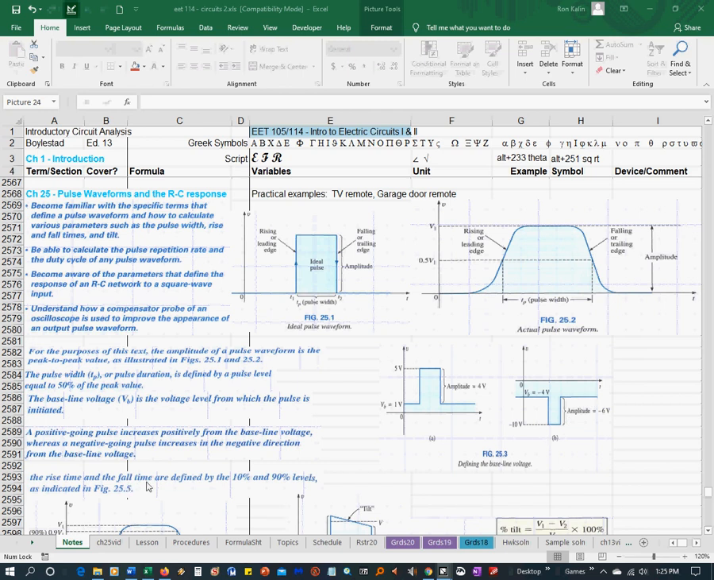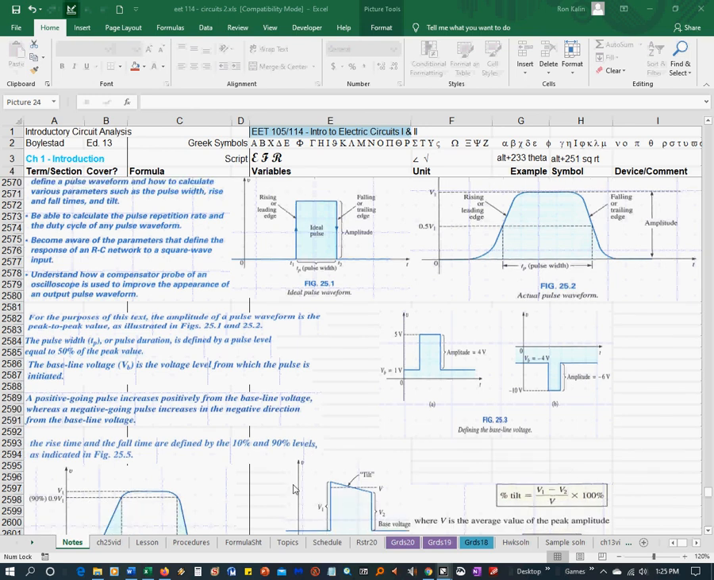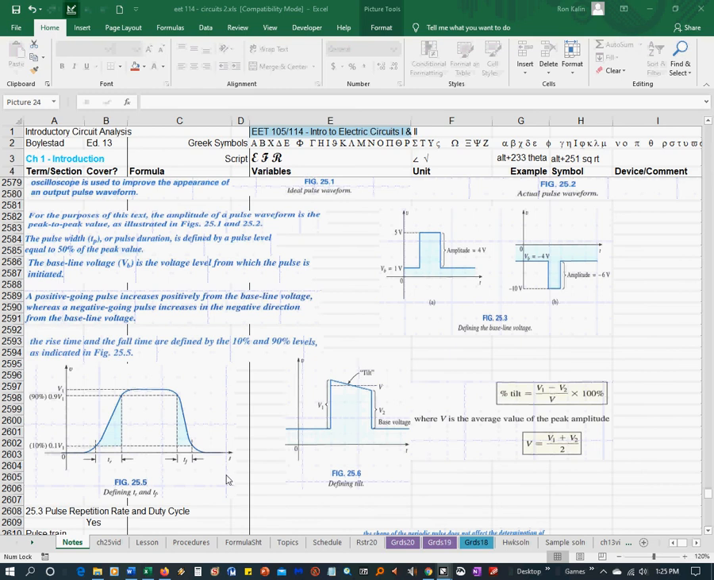The rise and fall time are defined by the 10% and 90% levels as indicated in figure 25.5. So this is the rise time. It's T sub R, and then T sub F is the fall time. This is the 90% level of V1, which is the peak amplitude, and then this is the 10% level.